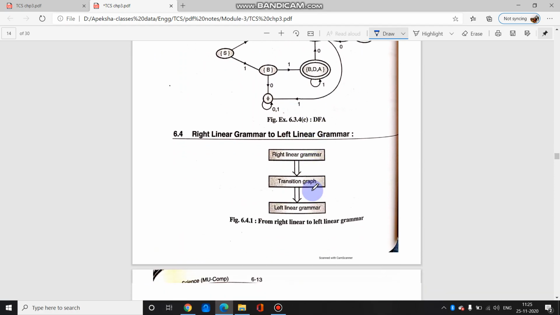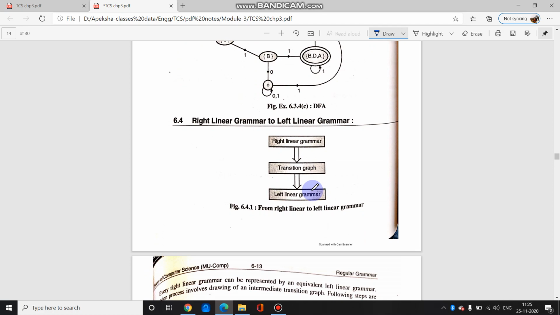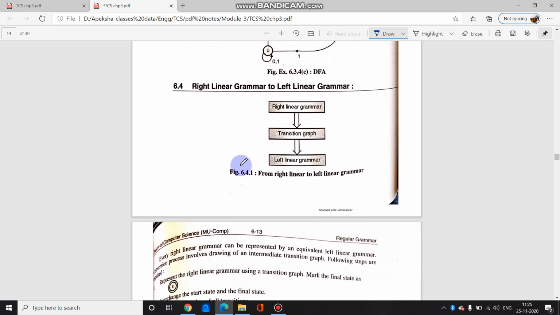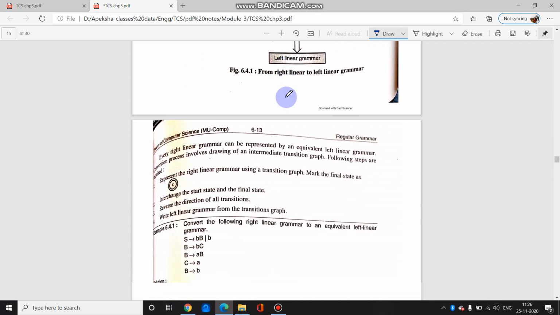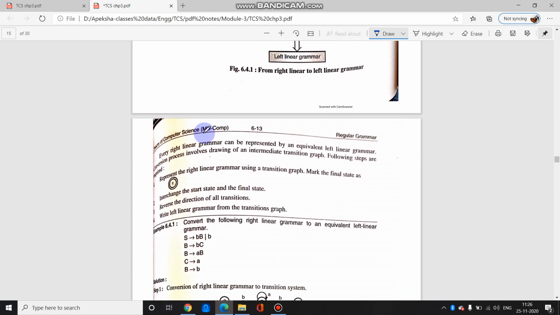So I hope now conversions from FA to left linear grammar and vice versa is also clear. Having that studied, now we studied how to convert one form of grammar into another, that is how to convert a right linear to left and how to convert a left linear to right. Again the process is totally same. See, first what we'll do is represent the right linear grammar using a transition graph.